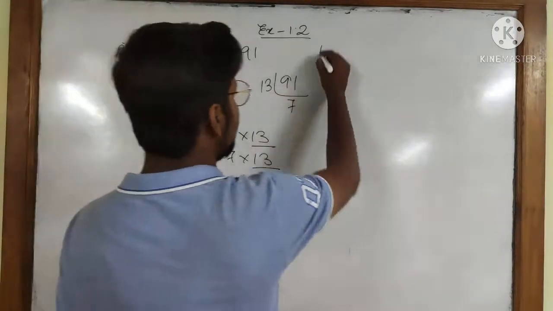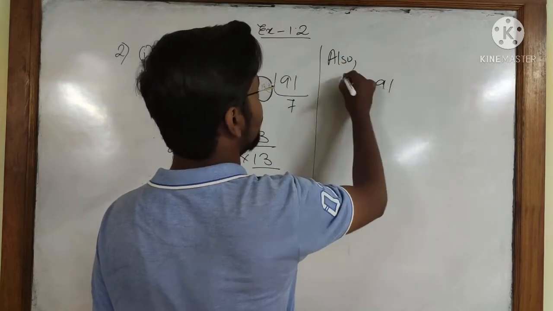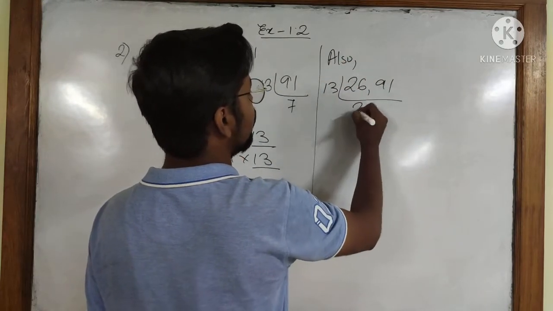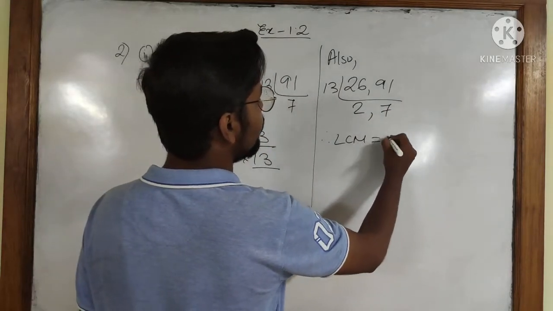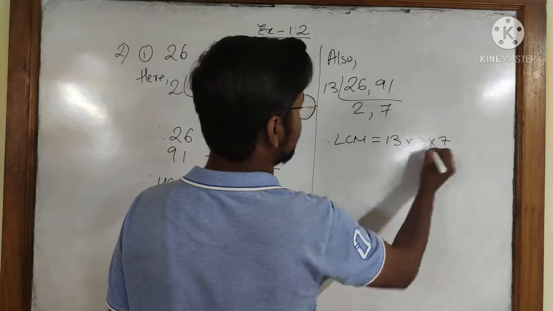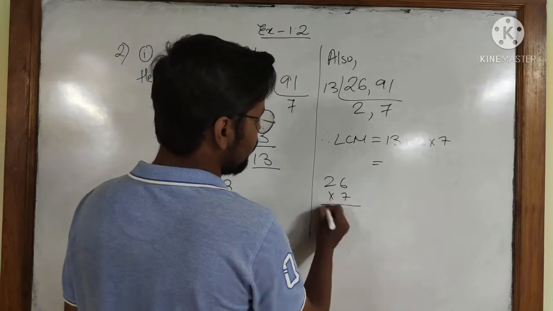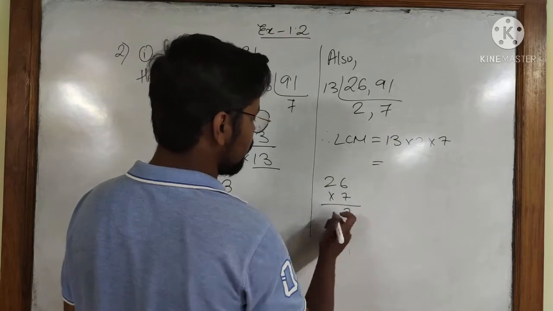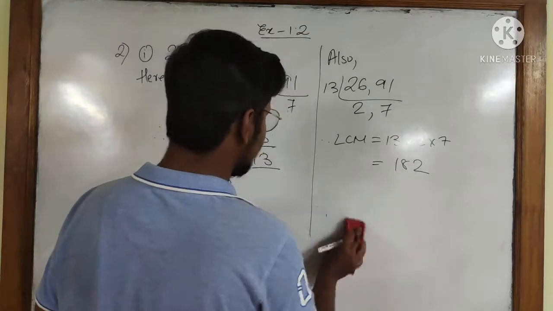Okay. Similarly, let us also find the LCM. So 26 and 91, if you try to find the LCM, we'll go for 13, 2 and 7. So therefore LCM will be equal to 13 into 2 into 7. So it is 26 into 7. So 26 into 7 is 182. So this is the LCM and HCF.